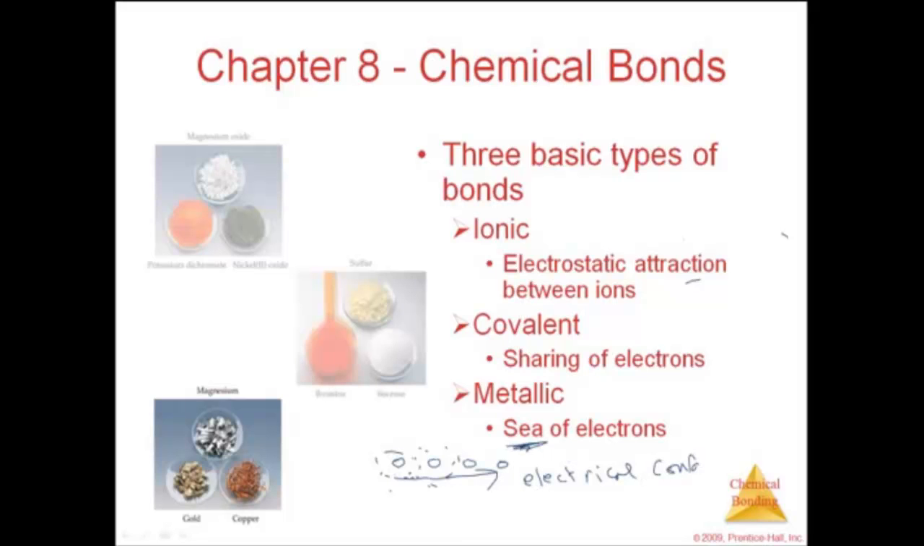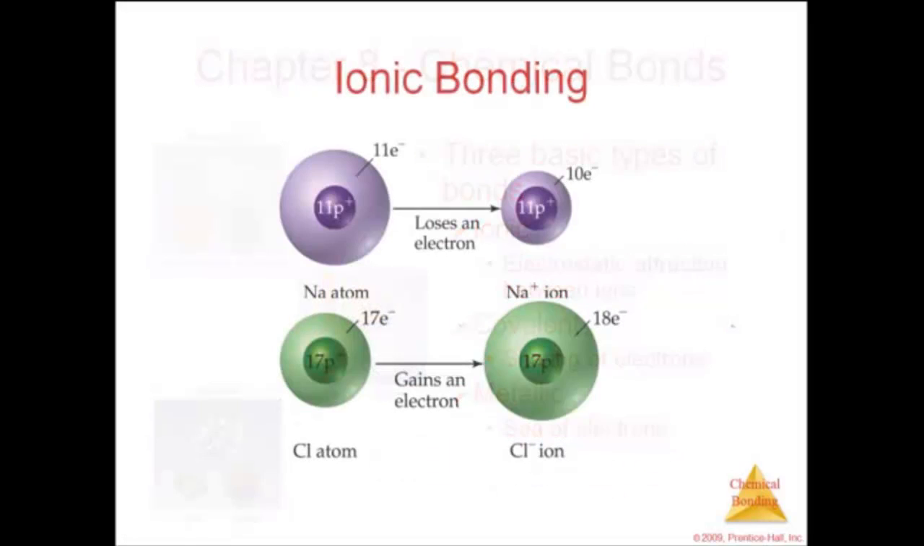That's a term that might come up in the AP test. So three types of bonding: ionic, covalent, and metallic. And metallic just refers to a metal bonding with itself. So you know ionic bonding, right?